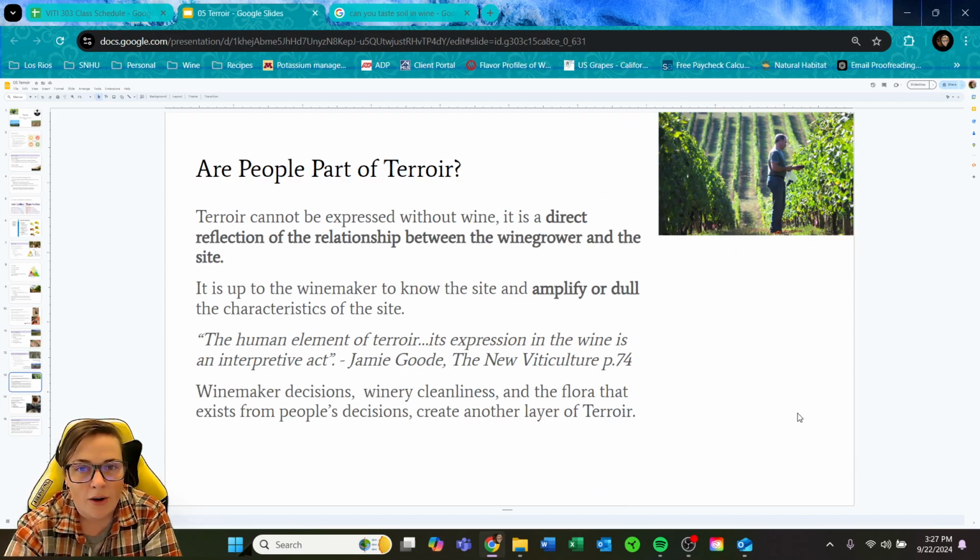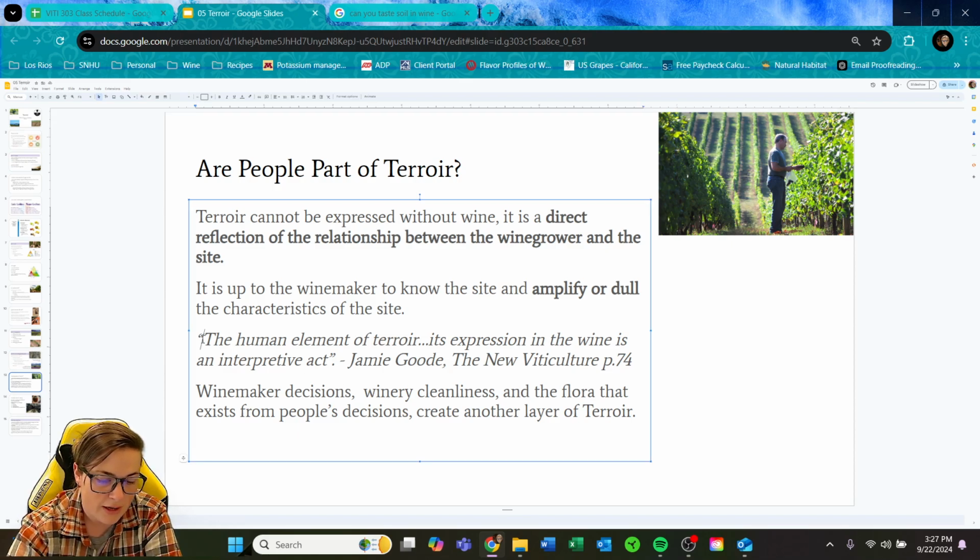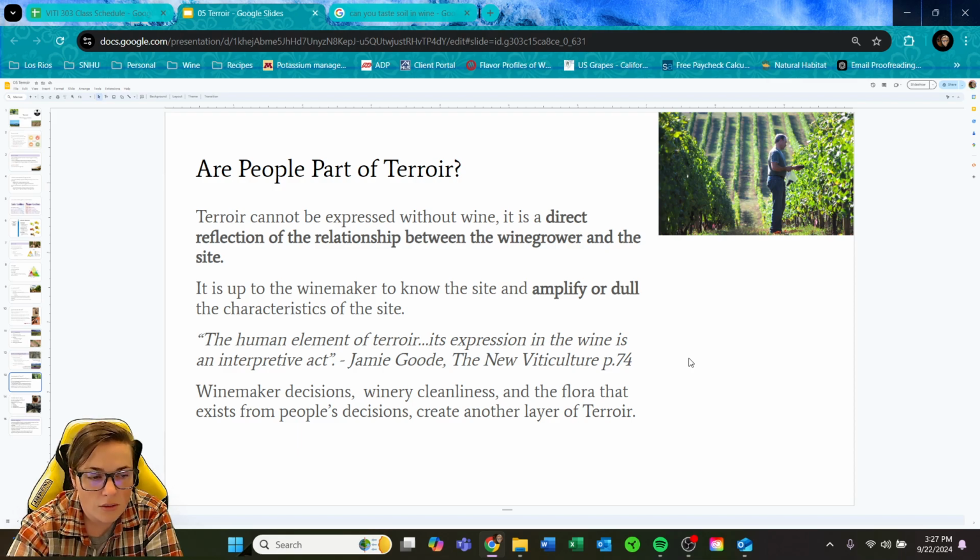Are people part of terroir? This is a very interesting concept. So according to Jamie Goode in the textbook, here I give a quote from page 74, the human element of terroir, its expression in the wine is an interpretive act. So ultimately, we can't have terroir without wine, right? You can't just have terroir with grapes. You actually transform those grapes into wine to taste and sense terroir. So this is a direct reflection of the relationship between the wine grower and the site.